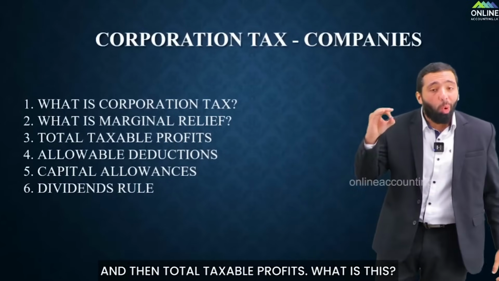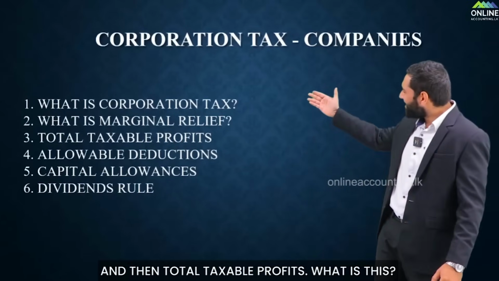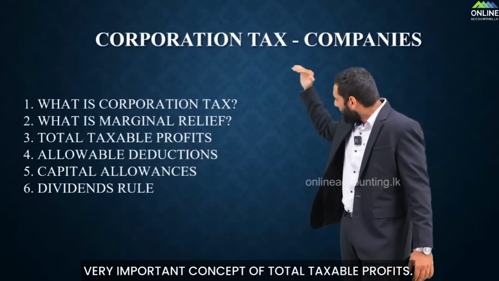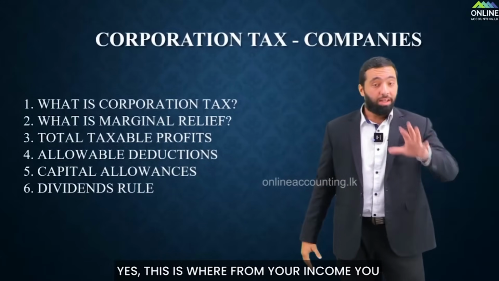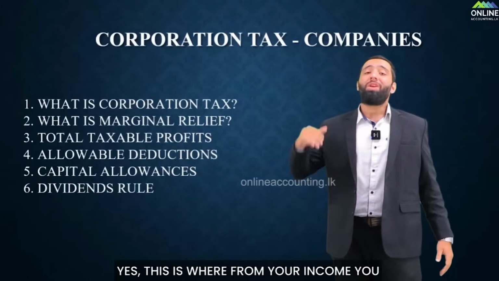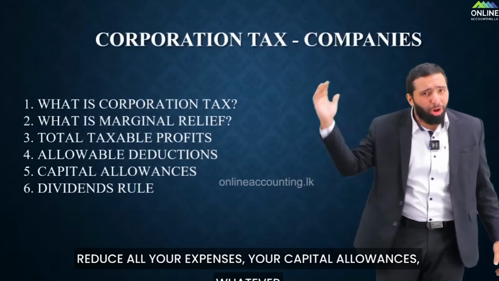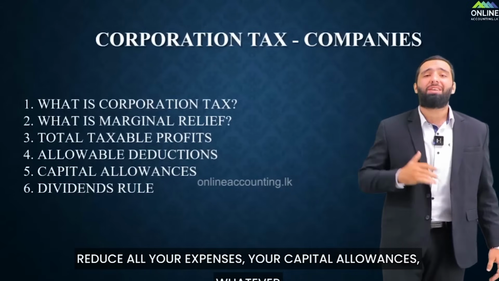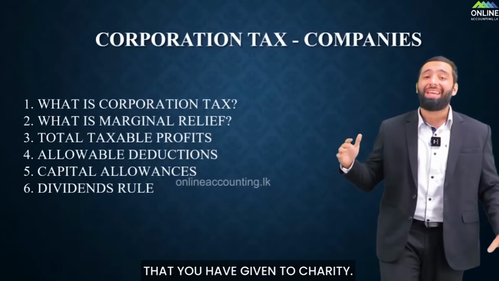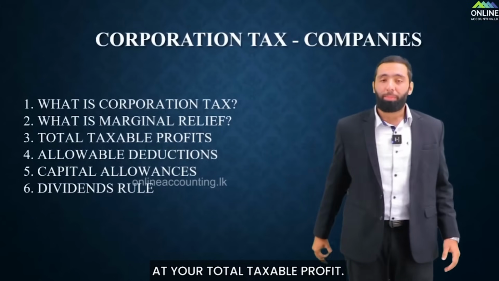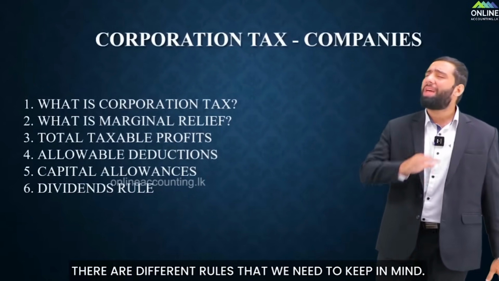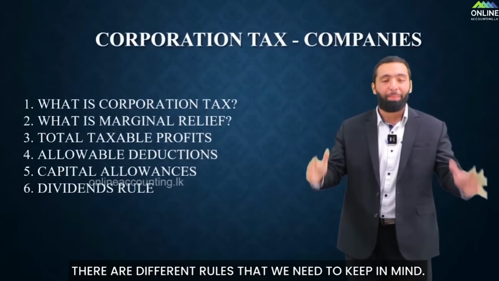And then total taxable profits. What is this? As you can see, this is a very important concept of total taxable profits. Yes, this is where from your income you reduce all your expenses, your capital allowances, whatever you have given to charity, and then finally you arrive at your total taxable profit. So this is an important concept. There are different rules that you need to keep in mind.